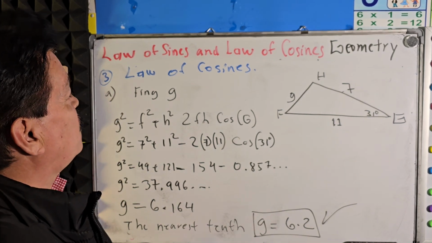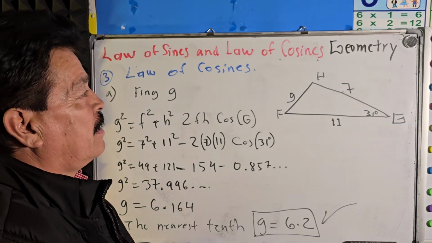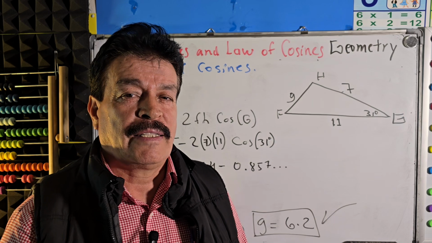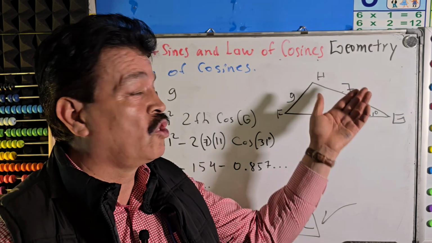So that's it for today. The law of sines and the law of cosines. We are talking about right triangles and trigonometry, which of course belong to the geometry class.